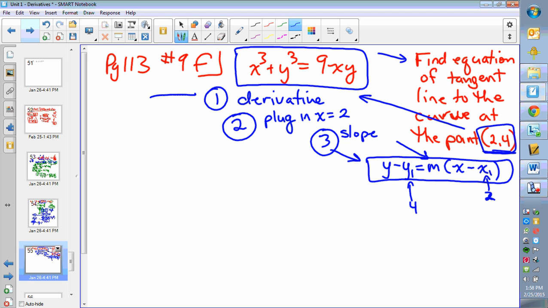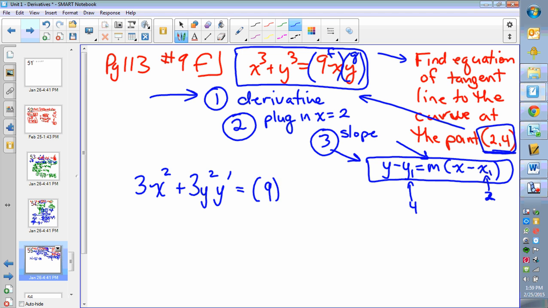Okay, so step one, figure out the derivative. Well, that requires, wait for it, implicit differentiation. So the derivative of x cubed is 3x squared. The derivative of y cubed is 3y squared y prime. And the derivative of 9xy is a product rule. 9x times y, we saw the formula with f and g. So you get f prime, which is 9, g, which is y, plus f, which is 9x, and g prime, which is y prime.